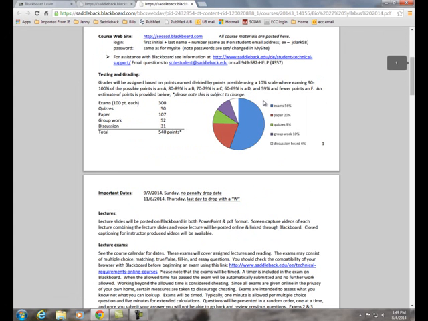Here's a breakdown of testing and grading. You can see in this pie chart, exams are just over half of your grade. There are 3 exams. Group work, 10%. Quizzes, 9%. Discussion board, 6%.